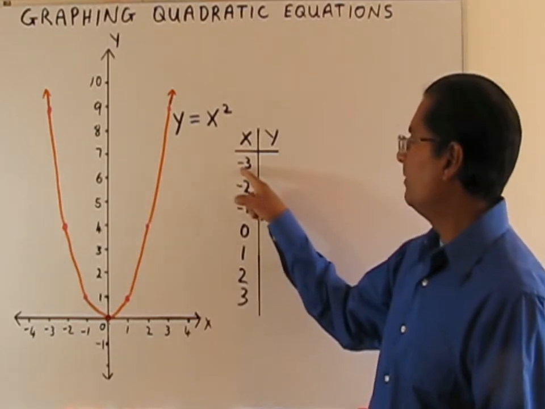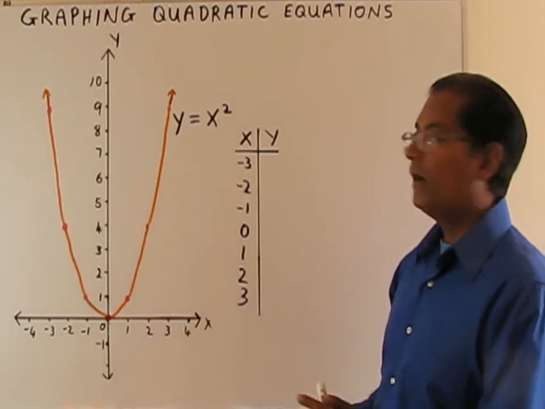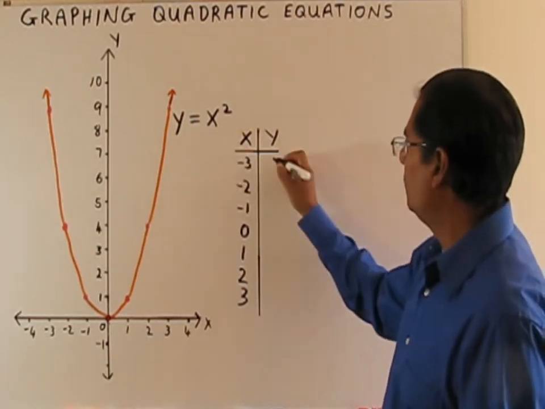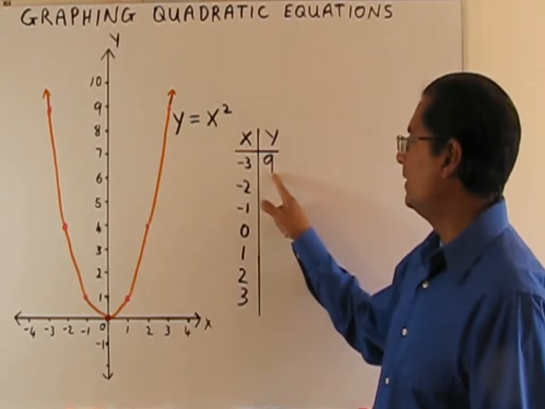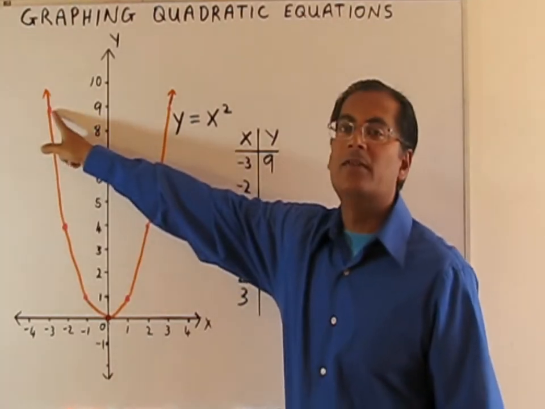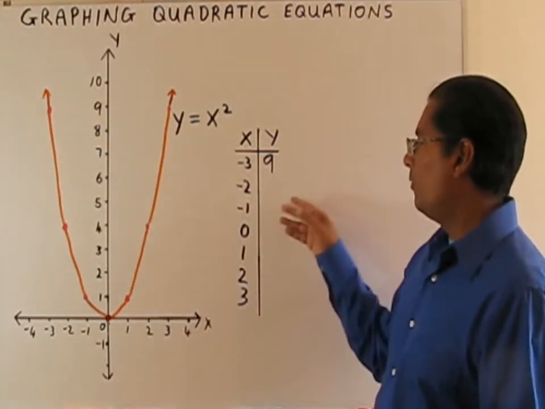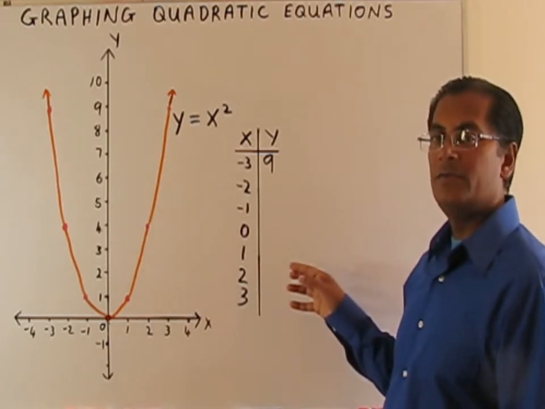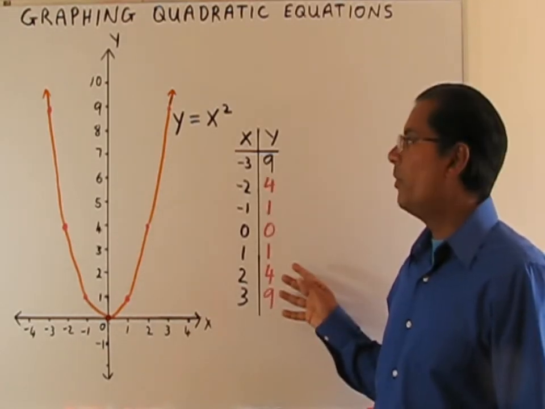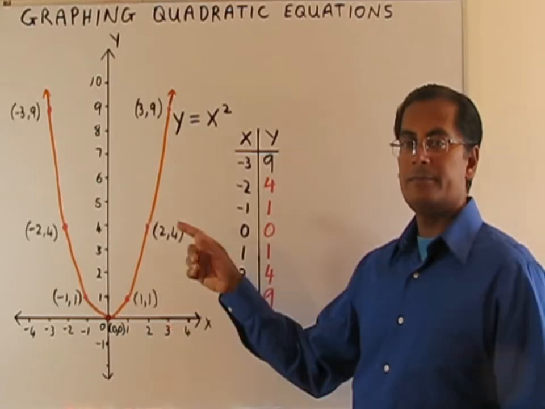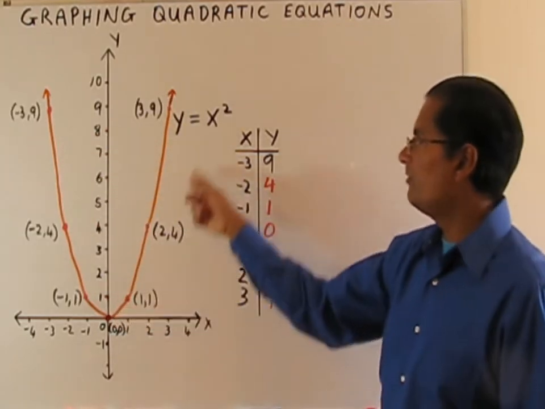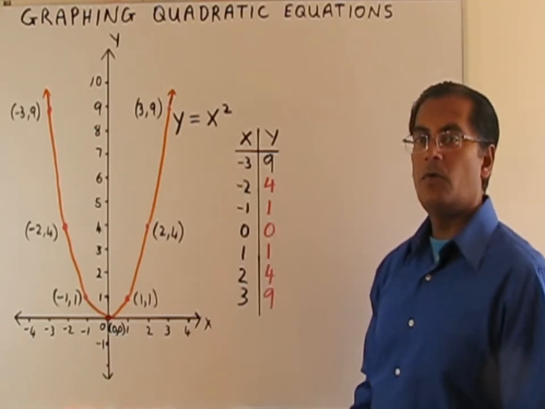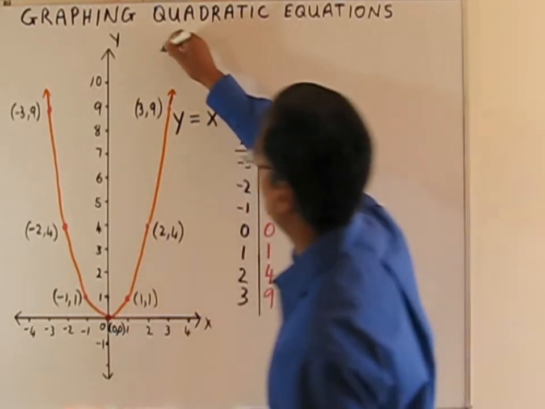For example, if x is negative 3, y is going to be negative 3 squared, which will give me 9. So negative 3, 9 is going to be one of our points. Similarly, we can fill out the table of values and then plot these points on the graph. Once we join up the points, we form what's called the graph of y equals x squared, which is called a parabola.